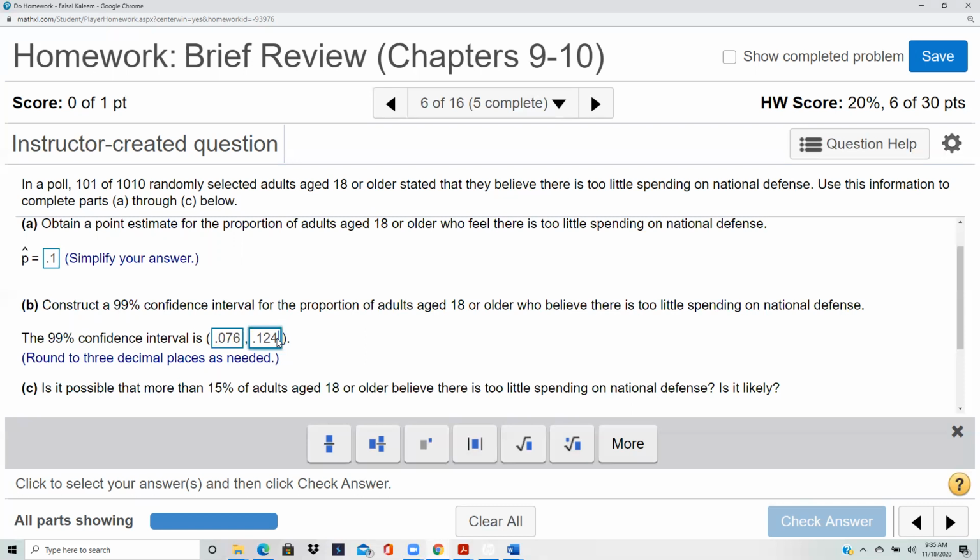So then is it possible that 15% believe that there is too little spending? We're saying it has to be between 7.6% and 12.4%, so it wouldn't be. It's not possible. We are 99% confident. You're not 100% confident. I'm confused. So is it possible to get out of this interval or not?